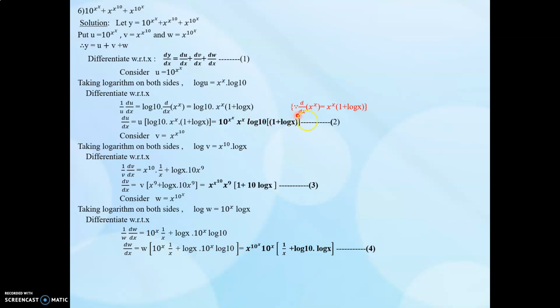So equation number 1, 2, 3, 4. From that we are getting dy upon dx is equal to, each term you are just substituting in the places of du upon dx, dv upon dx, and dw upon dx.